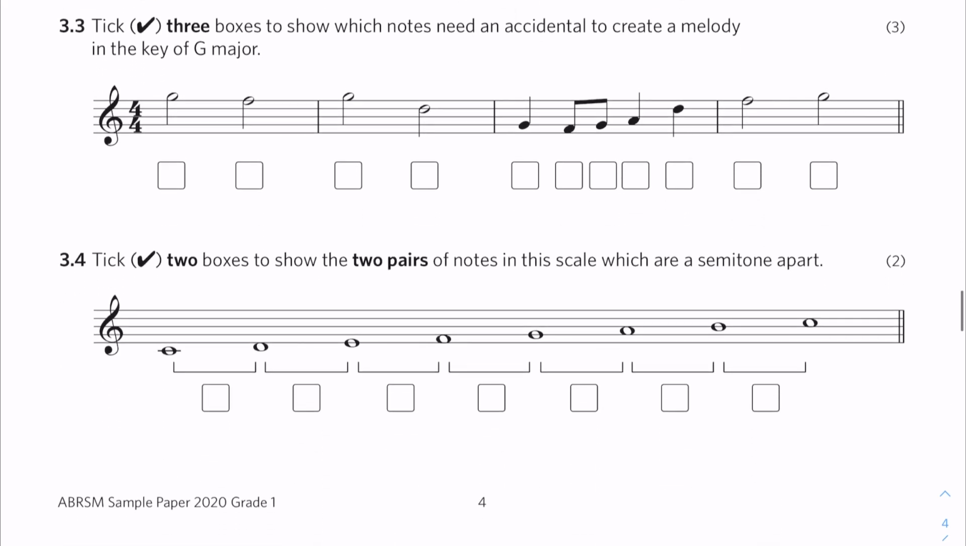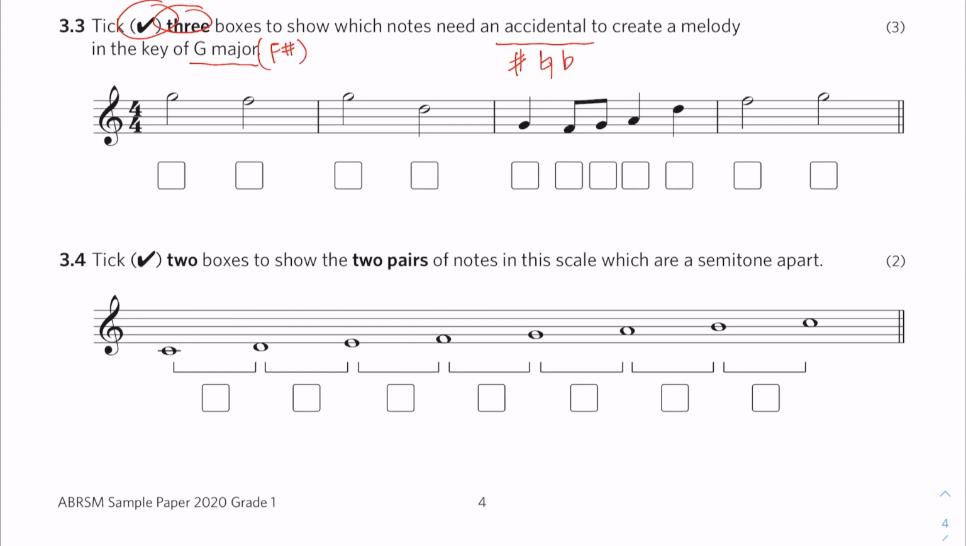Question 3.3. Tick 3 boxes to show which notes need an accidental to create a melody in the key of G major. What is an accidental? An accidental is a sharp or a natural or a flat that we put next to a note. And in the key of G major, there's an F sharp. So whenever we see F, we need to put a sharp. Here they ask you to put a tick, and they specifically ask you to tick 3 boxes. So there are 3 Fs altogether. I'm going to check them one by one.